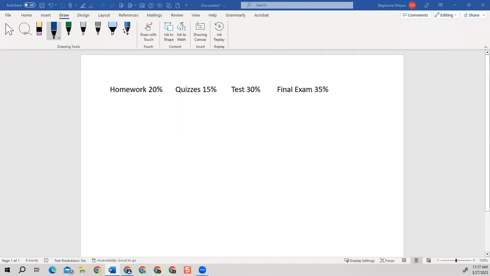Let's calculate our grade average. So the first thing I need to do is write my formula. In order to write my formula, I noticed that these numbers are written in percent form, and we can't have it in percent form when we start doing the operations. So what I need to do is convert them to decimal.